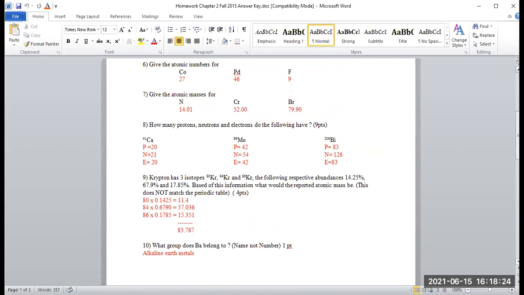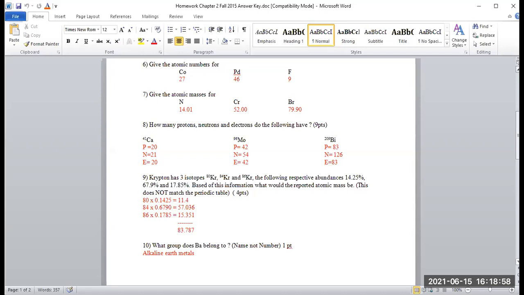So calcium 41 means you should have 20 protons and 20 electrons, but you must subtract 41 minus 20 to get 21 neutrons. I gave you the 96 version of molybdenum. There are other versions. So 42 of the protons and the electrons. Again, you must subtract 96 minus 42 to get 54 for your neutrons.